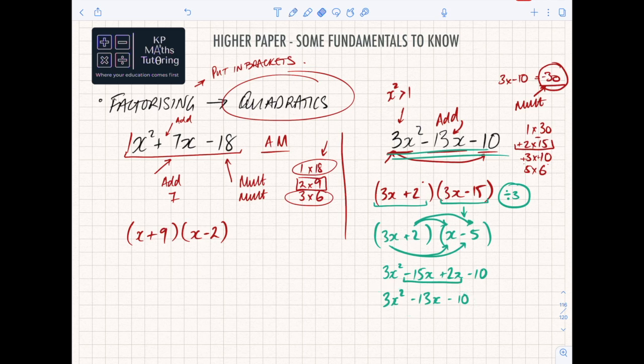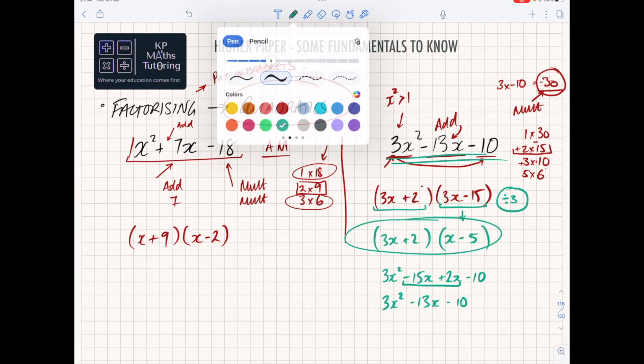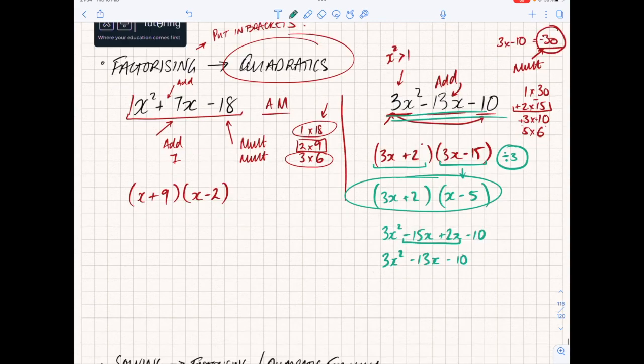Okay. So the question is actually only asking you to factorise. So this bit here would be my answer. Okay. So let's now look at how we move on to solving with this.